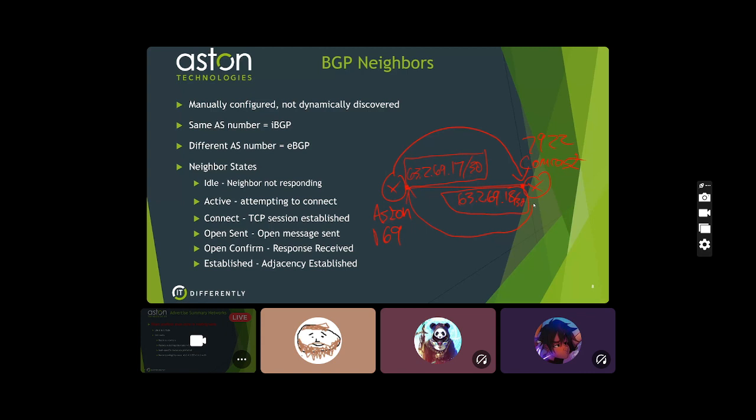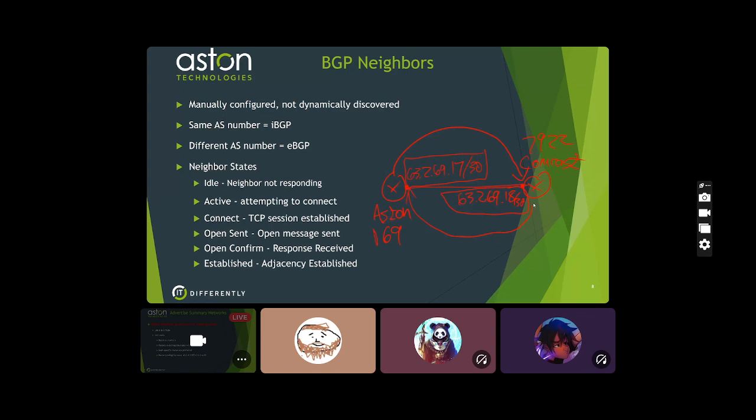If you are forming a neighbor relationship between two different autonomous system numbers, like the one we have drawn here, that is an eBGP relationship. External BGP. And then we have our neighbor states listed here. So idle: never heard from our neighbor. Active: we have sent a message saying, hey, we would like to form a neighbor relationship.